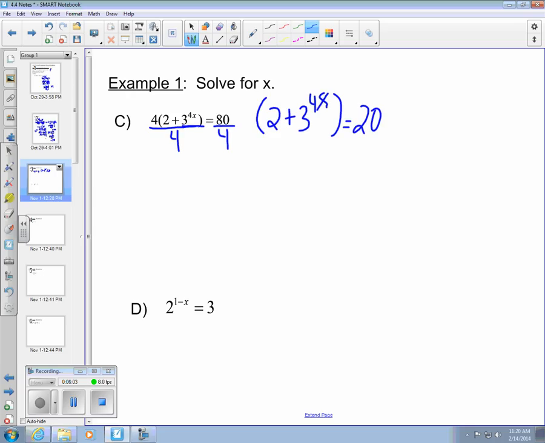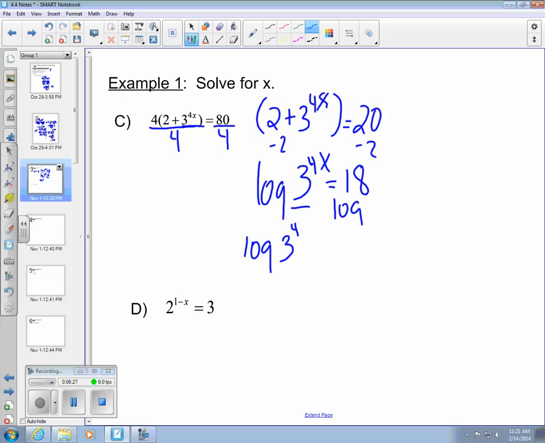All right, and after that, we're going to subtract this 2. So we're left with 3 to the 4x is equal to 18. Note now we have our exponential expression isolated. We have our base to a power of x, and it equals a number. So we're going to take our log base 10 of both sides. Rewriting this, we have log of 3 to the 4x is equal to log base 10 of 18.